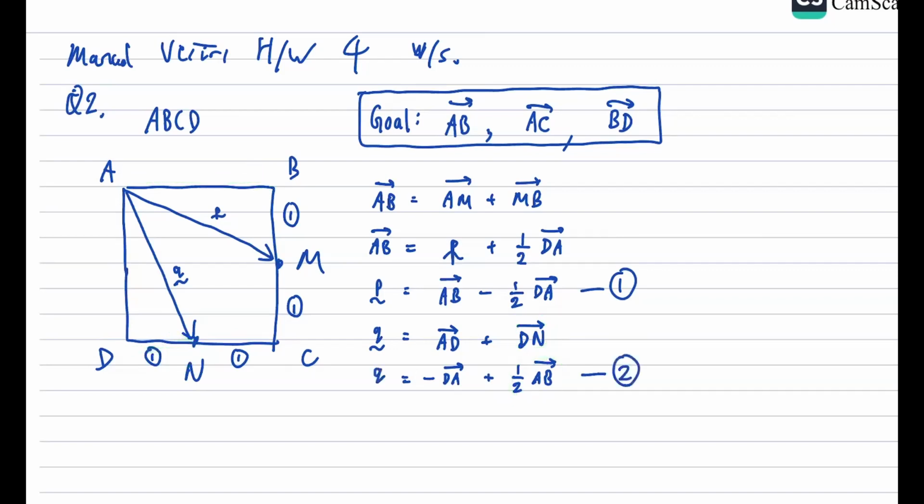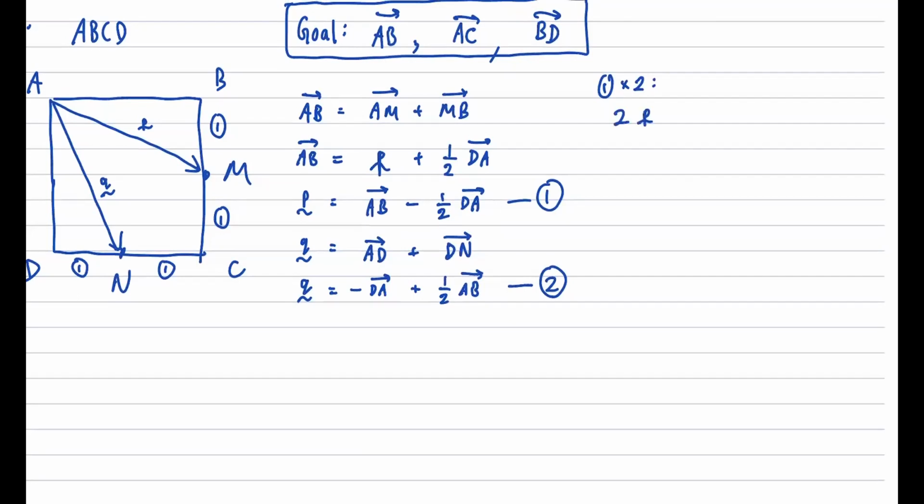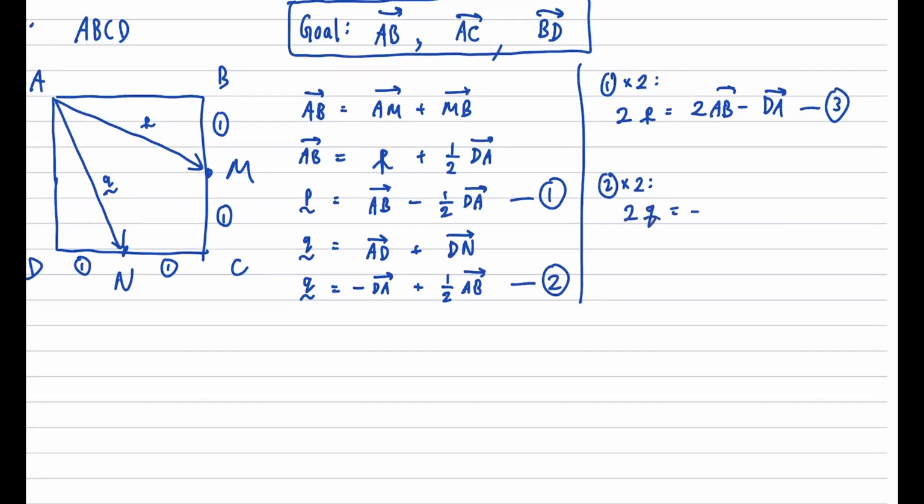Let me just make it neater. I'll write down vector Q again. Now you need to do simultaneous equations. This one is a little bit crazy. Let's say I take 1, I times 2. What do I notice? I will get 2P equals 2AB minus half times 2 is 1, so vector DA. I'll call this equation 3. Then I'll take equation 2, I times 2. What will I get? Maybe I should draw a line. I will get 2Q equals minus 2DA plus half times 2 is 1, so vector AB. This is equation 4.